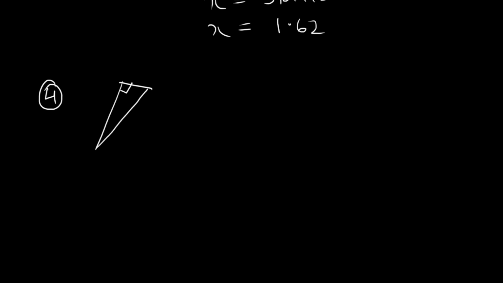My right angle is here. I have x here, and I have 2.5 here. And this time, this angle here is 22 degrees and 15 minutes. So this notation you should be somewhat familiar with, but it's essentially breaking up the degrees into smaller parts.